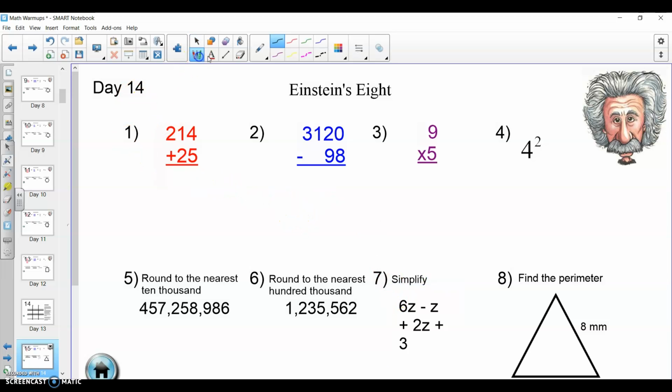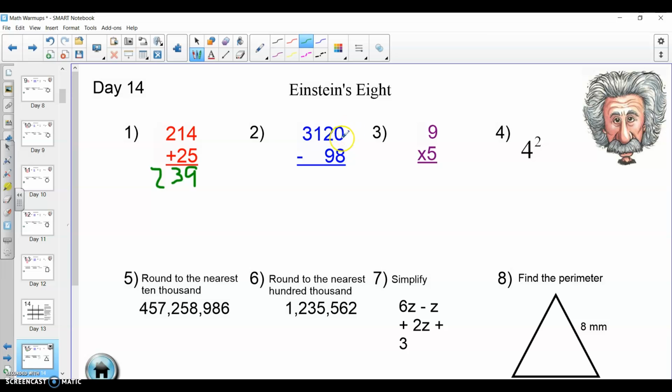Okay, so let's start over here with number 1. 5 plus 4. 9. 2 plus 1. And 2 plus nothing. Okay, so number 1 is 239. Wait until we get there.